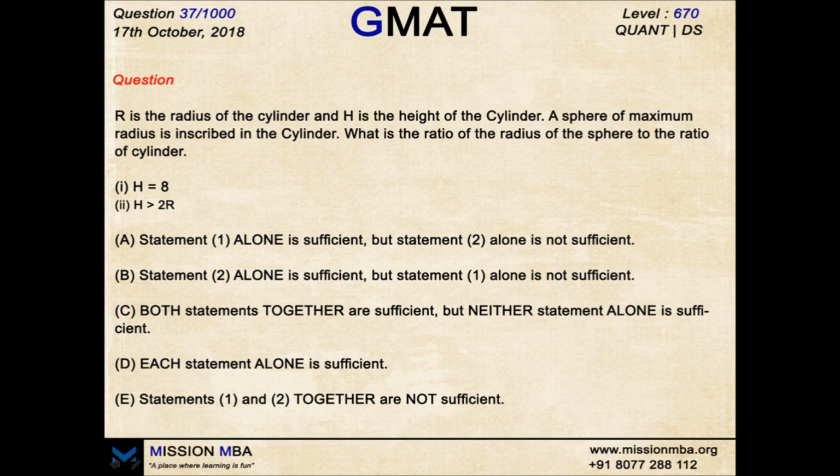Now, the question seems quite simple. There is a sphere which is inscribed in a cylinder and we are asked the ratio of the radius of the cylinder and the sphere. This question might be tricky for some people, whereas some can go past it very easily. It has a slight catch.